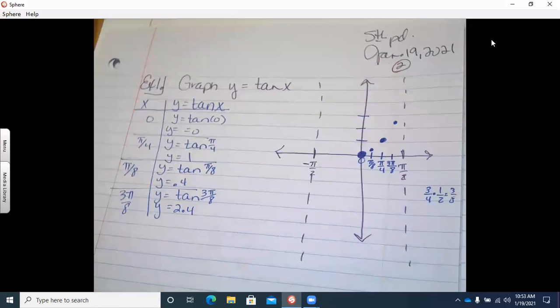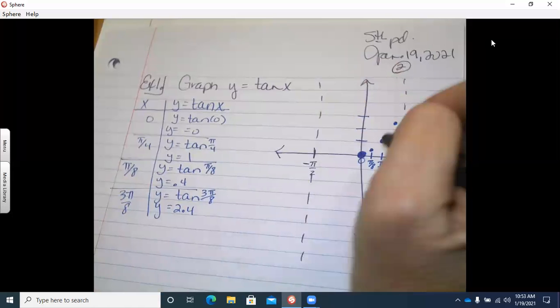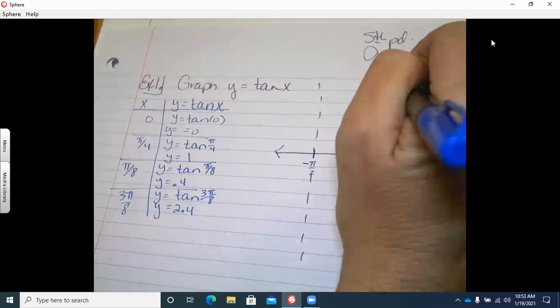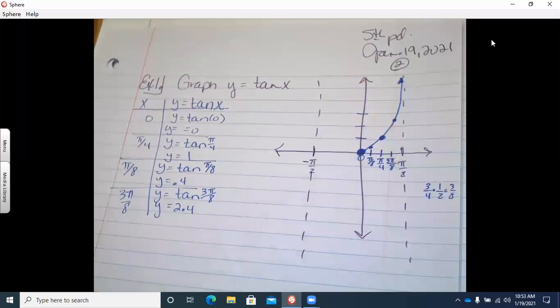So it looks like the right side is going to go up and hug that asymptote. But remember, you have an asymptote at pi halves, so the graph is going to hug the asymptote. It's not going to cross the asymptote. Well, okay, we've only graphed half of the period. Let's see what the other half looks like.